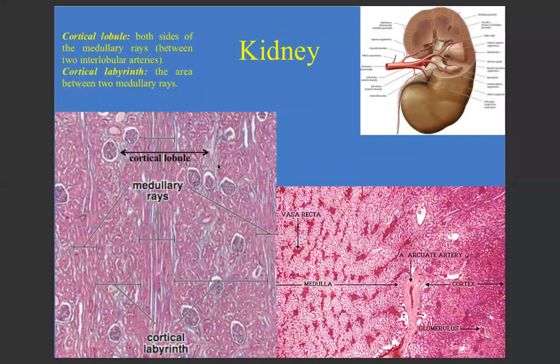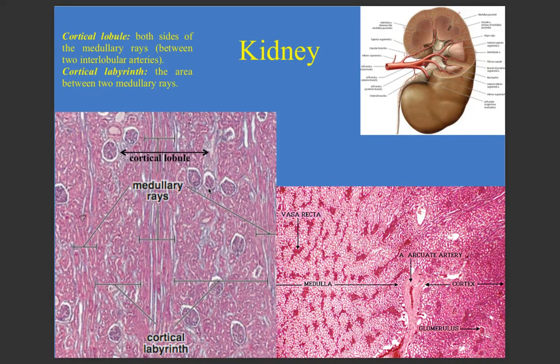And also, when we are zooming in on the cortical areas, we can find these cord-like structures splitting the cortical areas. These are the medullary rays. These are the masses of collecting tubules. And among the collecting tubules, we can find these circular structures. These are the glomeruli filtering the blood.